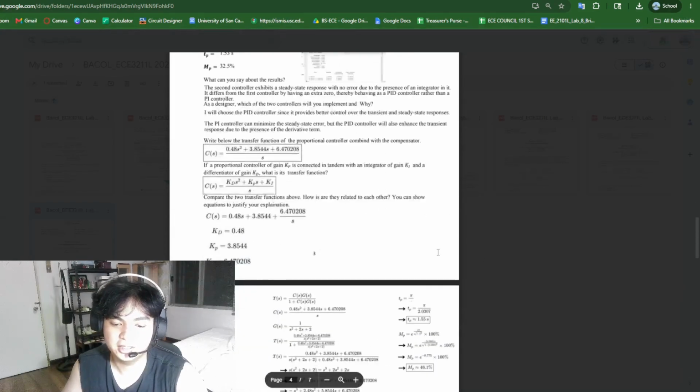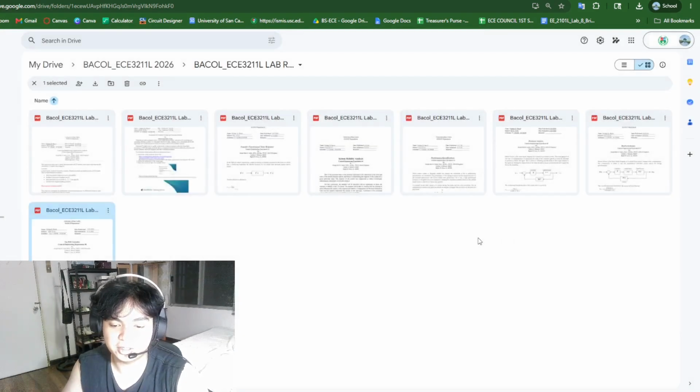To summarize, this subject taught me how to move from theory to simulation and design, and I learned how to model systems, analyze their time response, check stability using poles, design using root locus, and improve performance using compensators and PID controllers. The biggest lesson for me is that control engineering is not just about making a system work, it's also about making the system respond correctly and predictably.